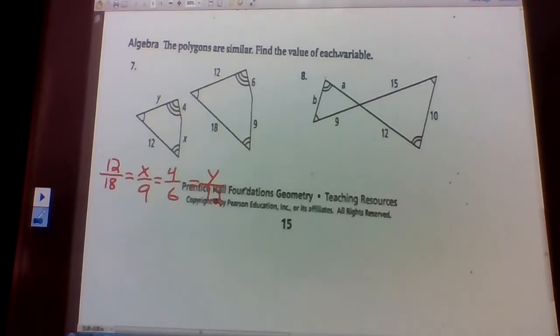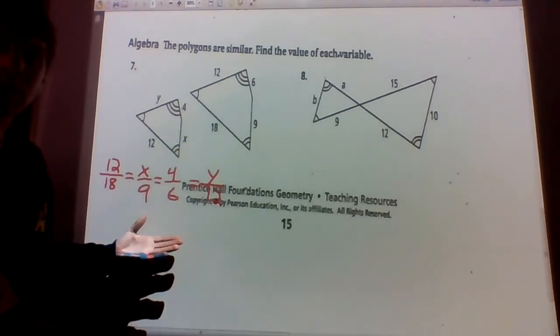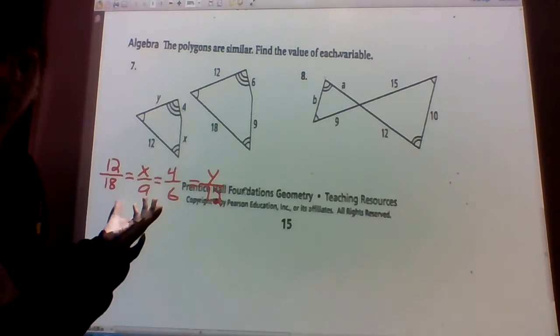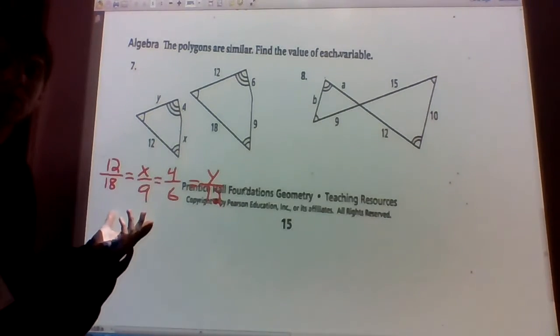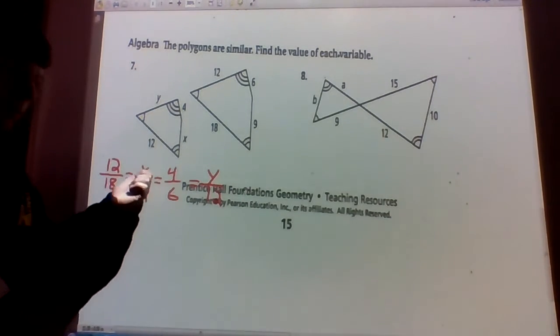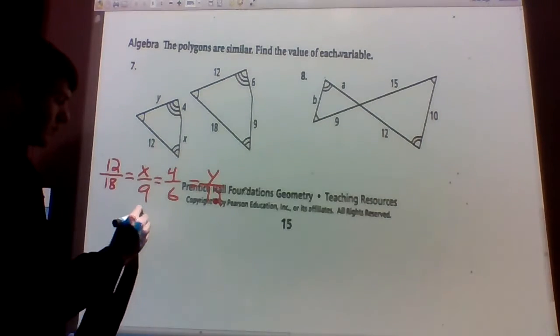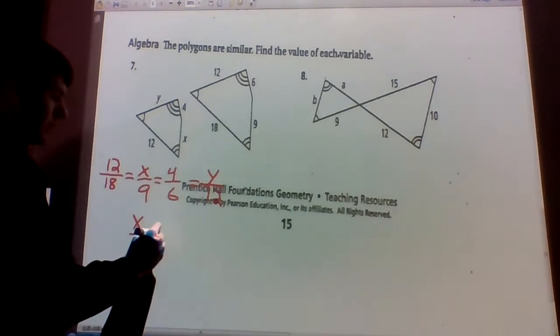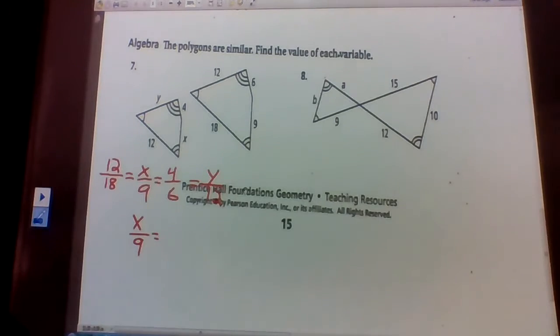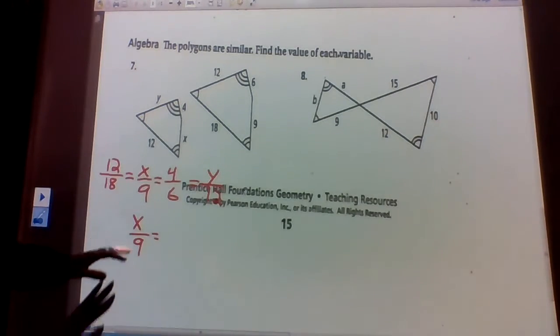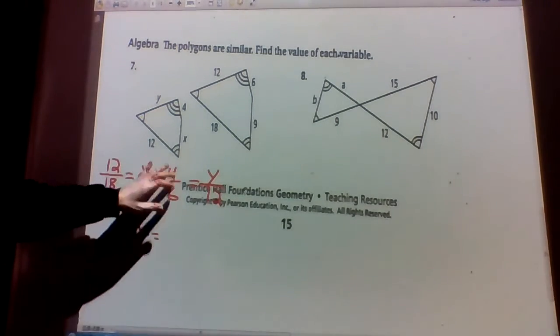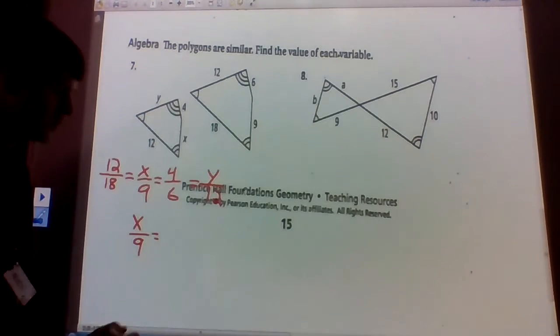We've got to solve for X and Y now, so what we're going to do is pick 2 ratios. We can't cross multiply with all these different ratios, so we just want to pick 2 of them. For solving for X, we want to use the one with the X in it, so that's X over 9. And then we want to pick one of the ones without a variable. You can pick 12 over 18 or 4 over 6. I like 4 over 6 because they're smaller numbers, so I'm going to choose 4 over 6.